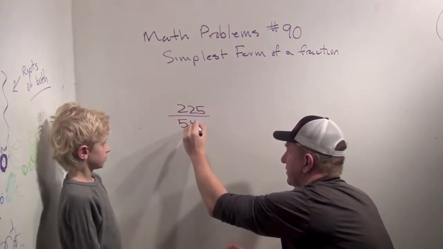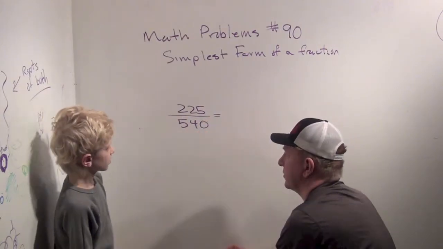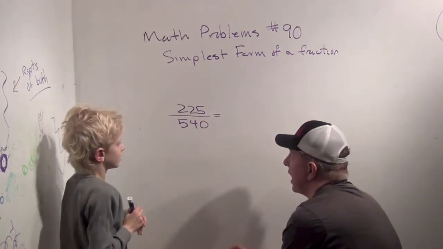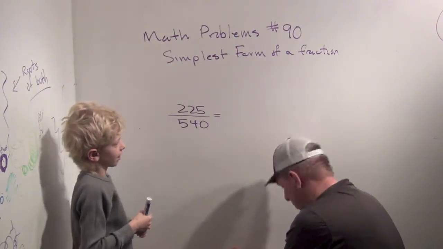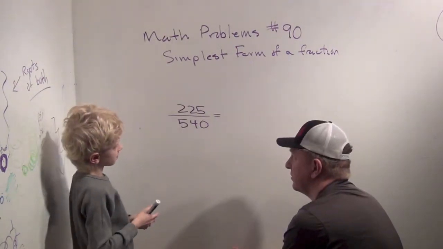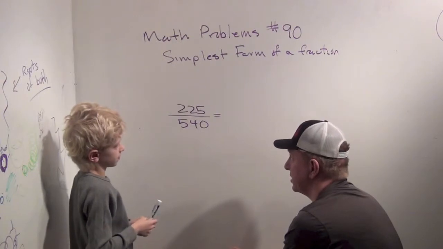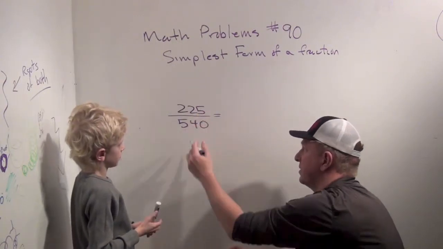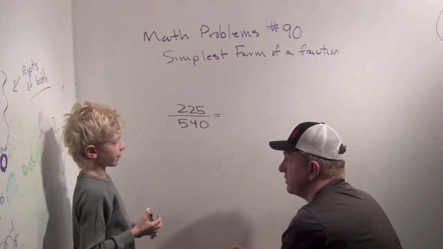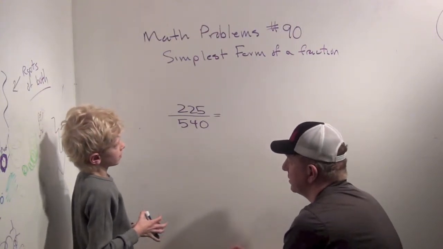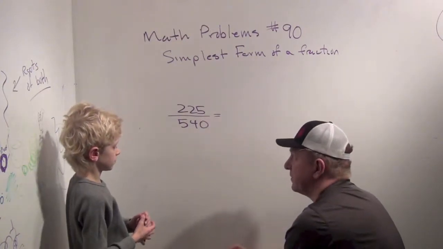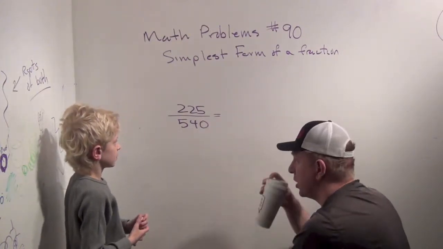225 over 540. You're going to do a quick scared face for me? Oh my god, a humongous fraction. So here's a big fraction, and we don't even know if this is in simplest form. Do you see any number that divides the top and divides the bottom? Well, 5 would. Okay, so this isn't in simplest form, and we're going to try to simplify it. What would you like to do?